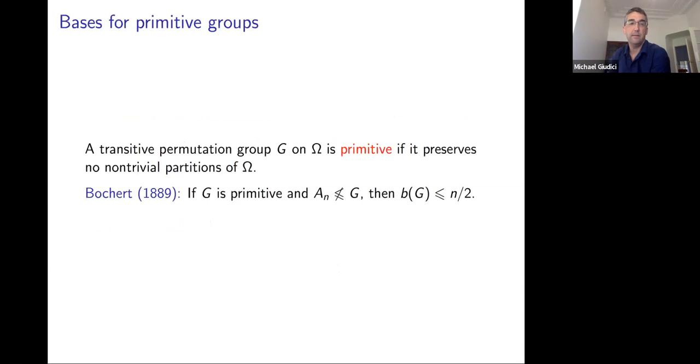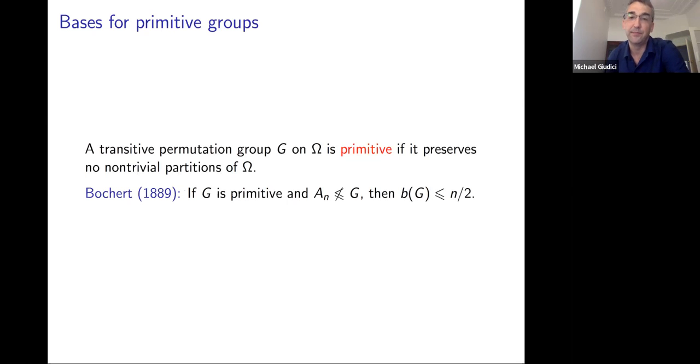Okay. Now, I want to talk mainly about bases for primitive permutation groups. So remember that a transitive permutation group G on a set omega is primitive if it preserves no non-trivial partitions of your set. So it's imprimitive if it preserves some non-trivial partition, and it's primitive if it preserves no non-trivial partition. By non-trivial, I just mean my partition has at least 2 parts, and each part has at least 2 elements in it.